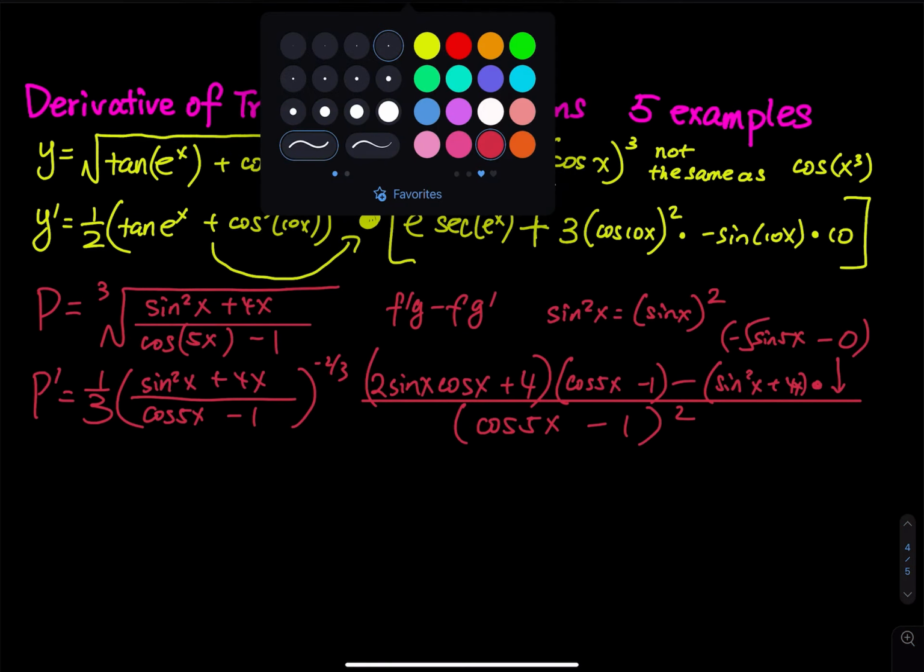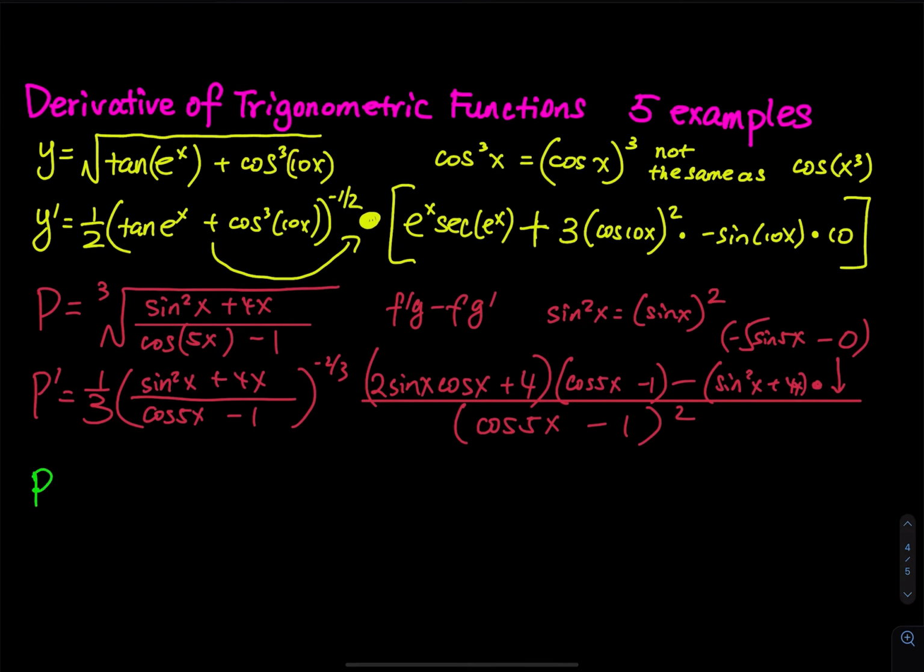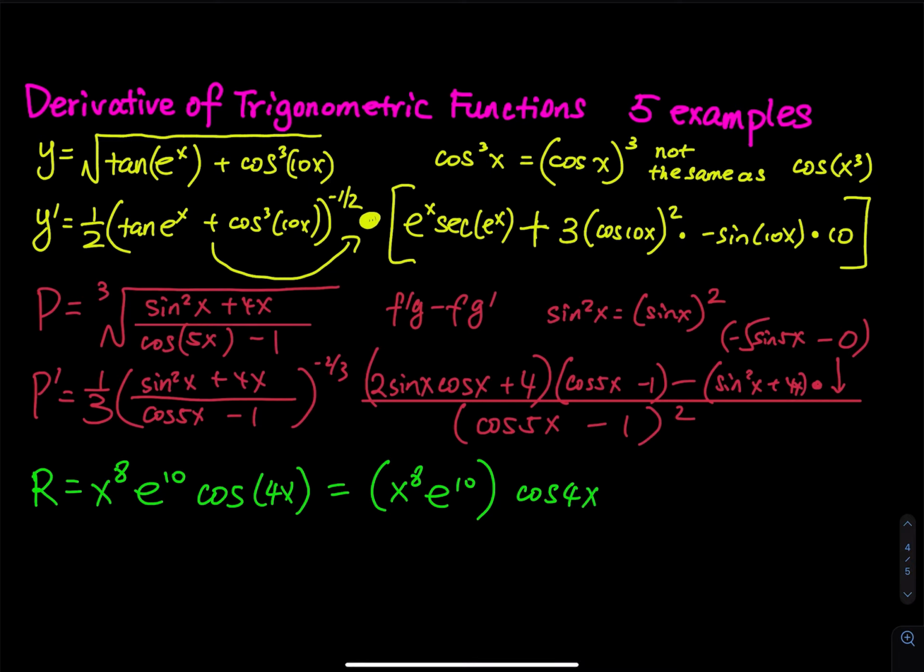And then number 3, we have r equals x to the 8th power, and then e to the 10th power. I also want to multiply cosine of 4x. This one, there are 2 product rules. I will glue the first 2 terms together, x to the 8, e to the 10, and treat this as one term, and then I multiply cosine of 4x. So using the product rule, that is f g prime plus f prime g.